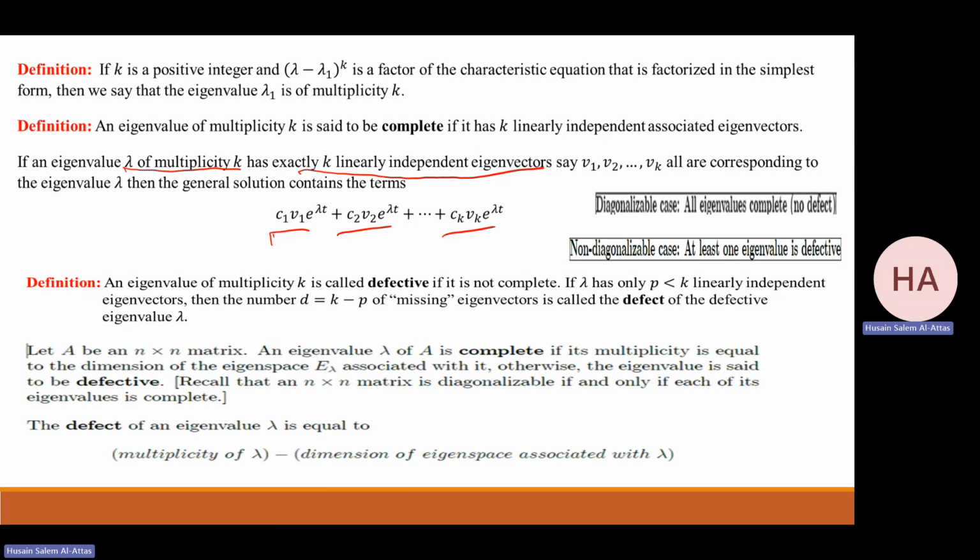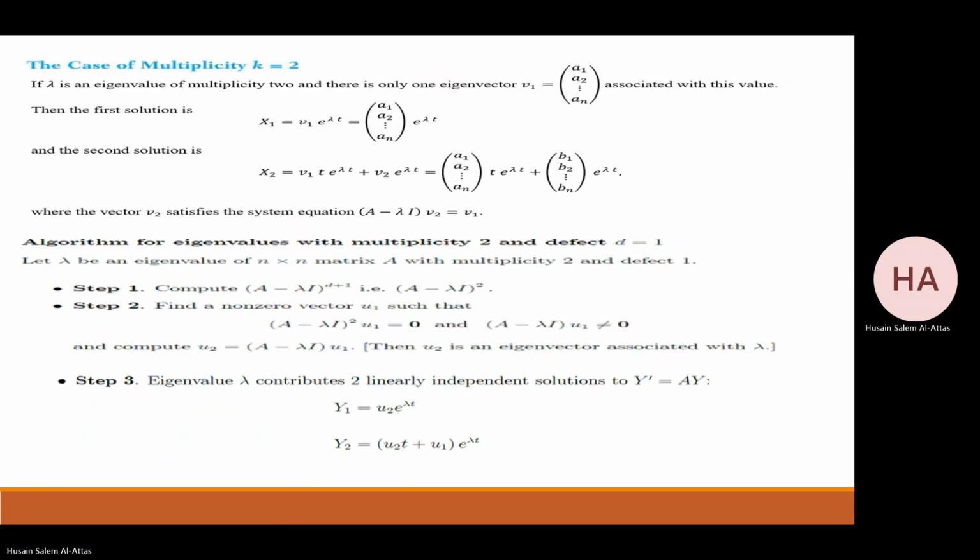Like in the case of real distinct, V1 e^(lambda t), V2 e^(lambda t), Vk e^(lambda t). And we did an example in the case of multiplicity 2 where we can get only one eigenvector. So we do this procedure, this algorithm, where I compute (A minus lambda I) to the power d plus 1, which is squared in this case. Since d is 1, the defect is 1.